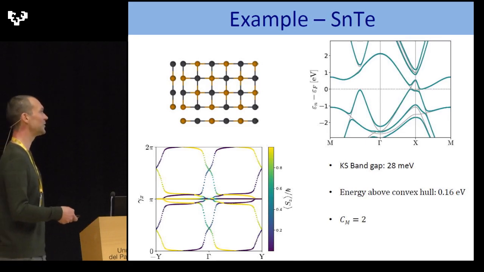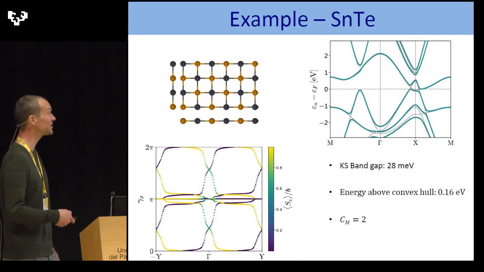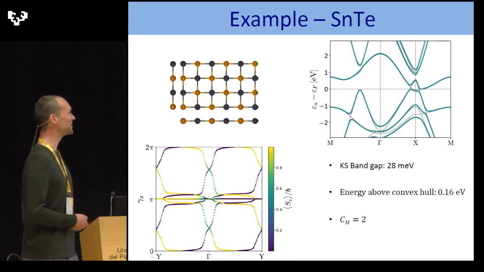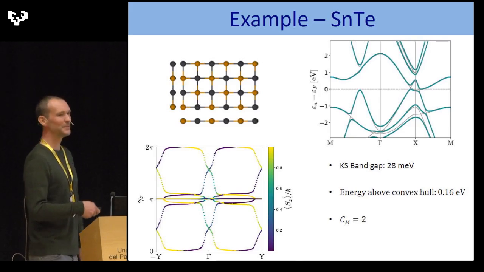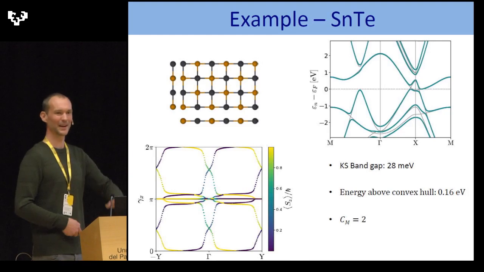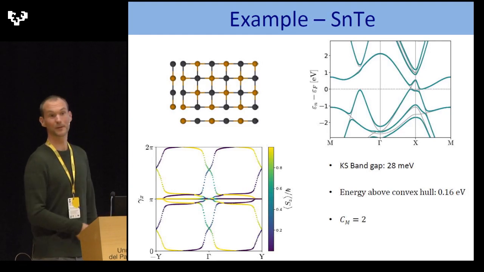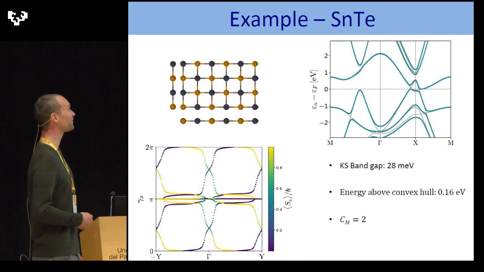This is an example of a material that has a mirror Chern number, but it's not a quantum anomalous Hall insulator or a quantum spin Hall insulator. But still, the mirror symmetry is in the plane, so it still means that any edge you consider that conserves this in-plane mirror symmetry will have protected edge states.